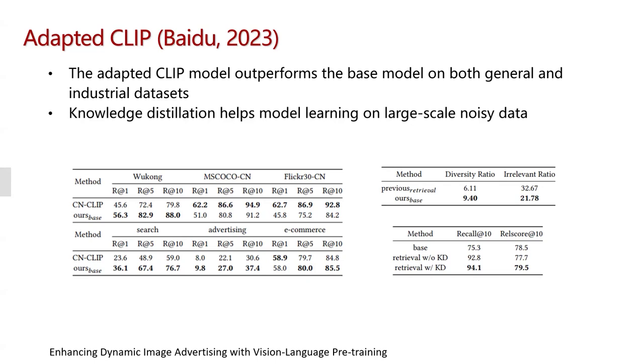And from the right figure, we can see that knowledge distillation can also help the model learn on very large scale noisy data. If we only learn the model on the noisy data, the performance is not optimal, right? So if we use an additional relevance model to teach the model on the noisy data, the performance may be better, right? So this paper is very interesting.